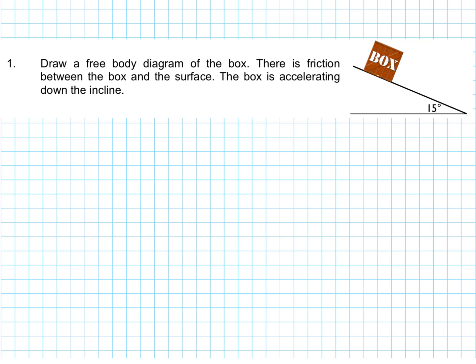So the question says to draw a free body diagram of the box. There is friction between the box and the surface, and the box is accelerating down the incline. All right, let's first start with what forces we know that act on objects.